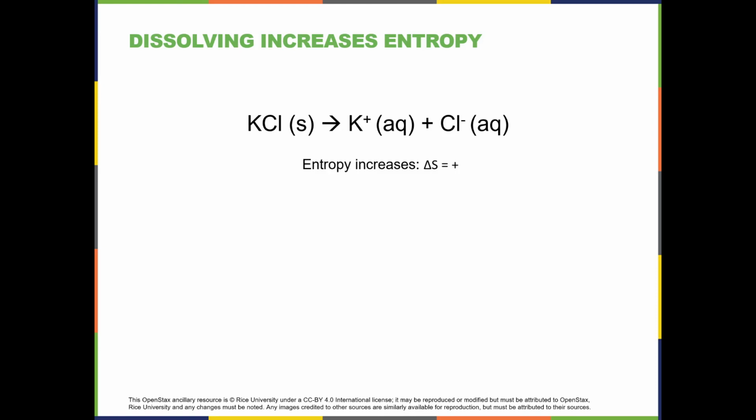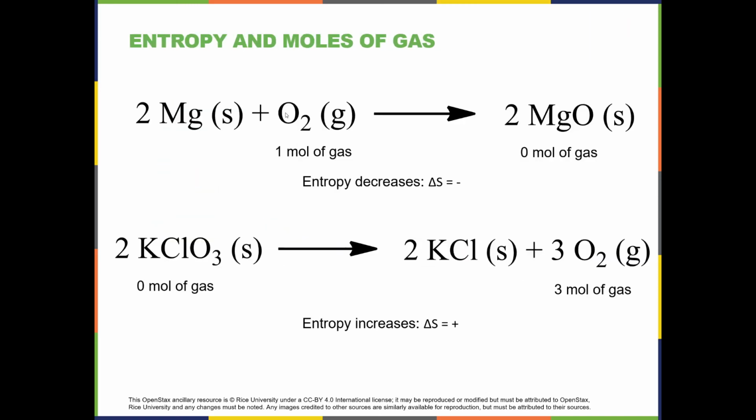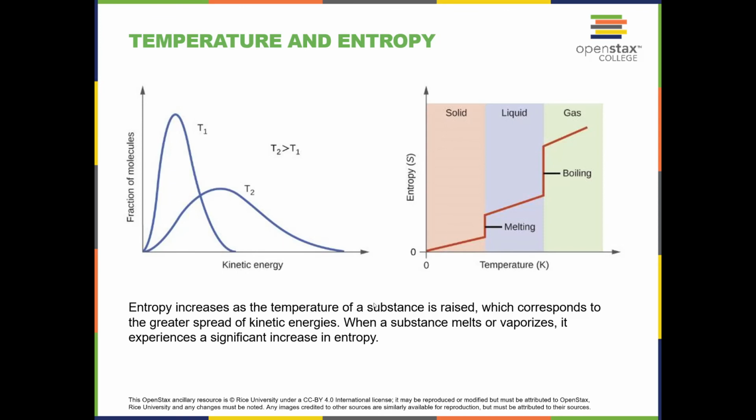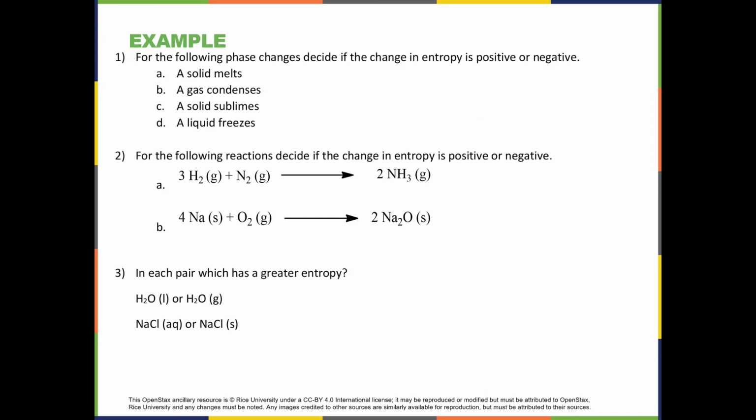The microstate stuff gives you an idea of why this is happening statistically, using a simple example of having 4 atoms in 2 different boxes. But there are much more practical aspects, including state of matter, the moles of gas on the product and reactant side, the temperature, and whether something is solid or dissolved in water. So let's look at an example where we look at which direction the change in entropy is.